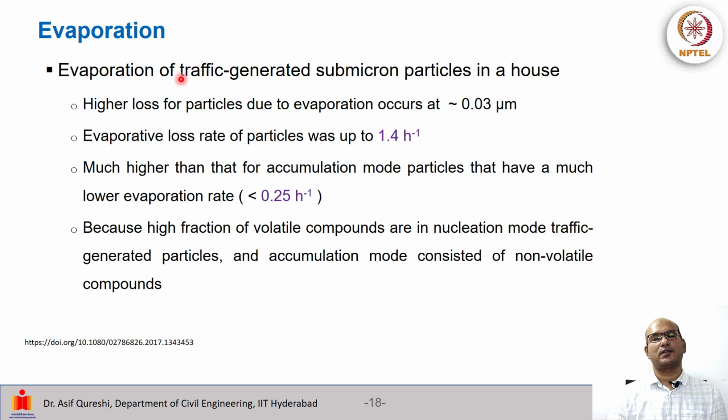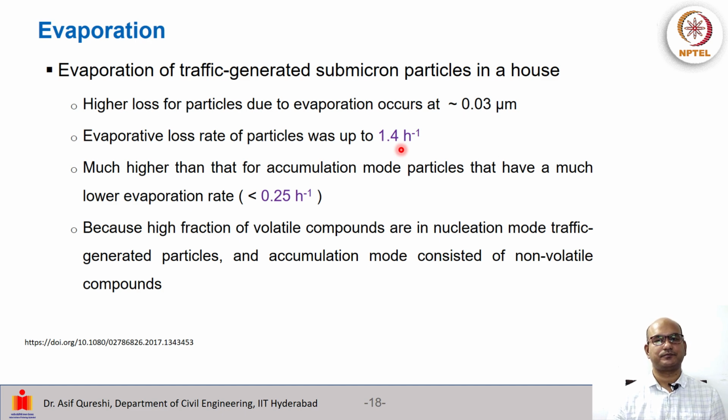When it was evaluated, the evaporation process was evaluated for the traffic generated submicron particles. Now in these traffic generated submicron particles, a high fraction of the volatile compounds are in the nucleation mode, and the accumulation mode had more non-volatile compounds. So again, immediately we can see that more particle loss from evaporation will occur in the nucleation mode, and that's what was seen: higher loss for particles due to evaporation was occurring at 0.03 micrometer, with the evaporation loss rates almost as high as 1.4 per hour, which is quite a high number, comparable to our ventilation rates.